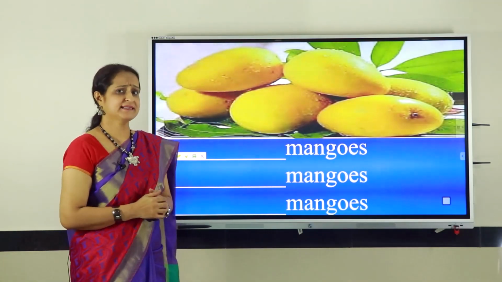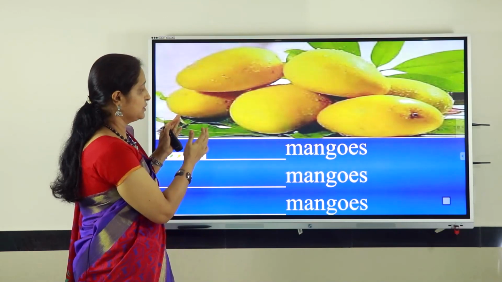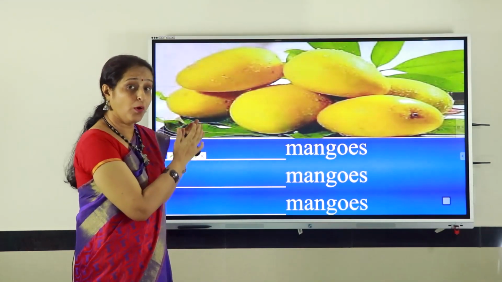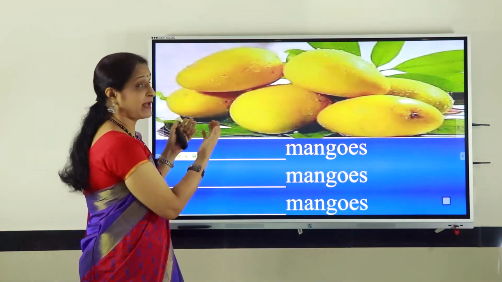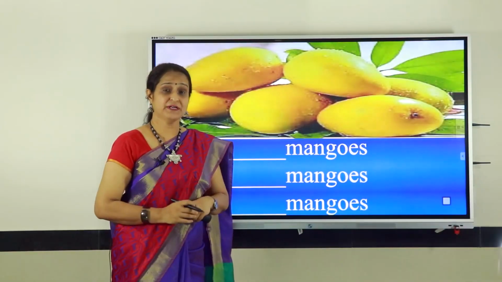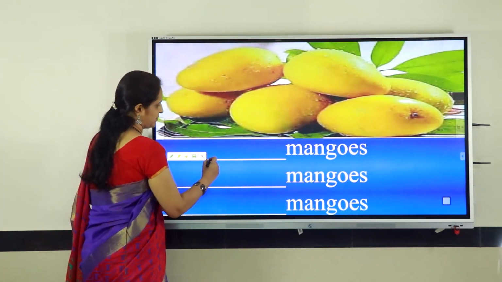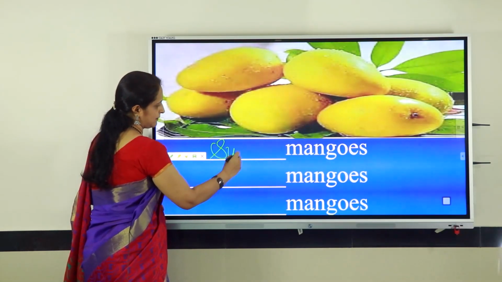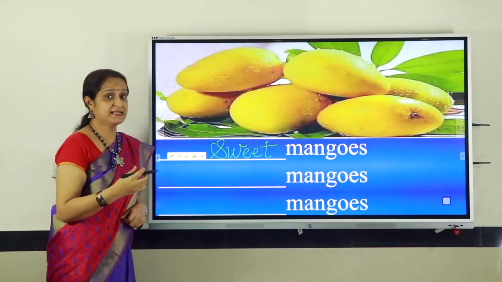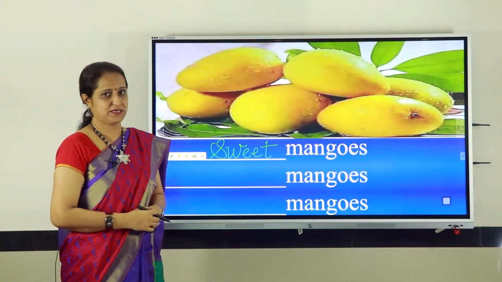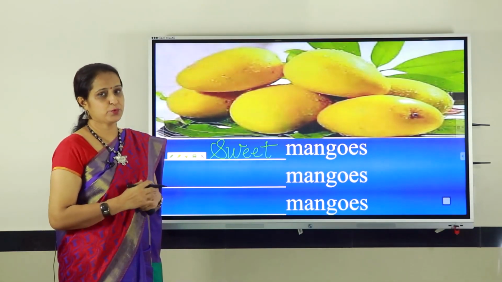Before we fill the blanks, let us have a clear look at the picture so that we can come to know what describing words can be used to talk more about the noun mangoes. So, the first word is sweet. Sweet describes the mangoes. It tells the taste of mangoes. So, the first word that talks more about these mangoes is sweet.